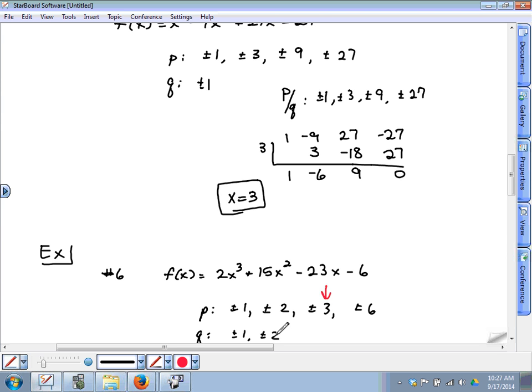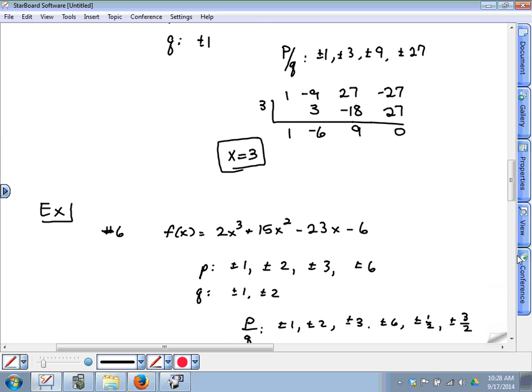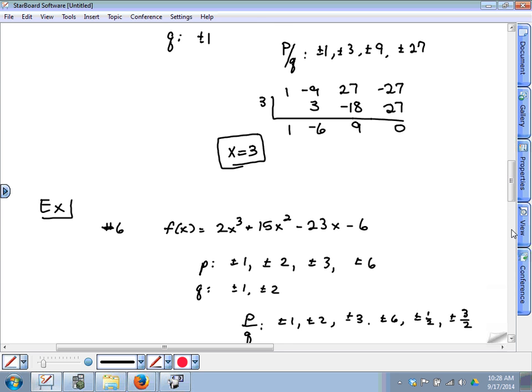Okay, now go over to the 6. What's plus or minus 6 divided by plus or minus 1? Plus or minus 6. And then plus or minus 6 divided by plus or minus 2? Plus or minus 3, but we already had that earlier, right? So those are all of the factors of p over q: 1, 2, 3, 6, 1/2, and 3/2.